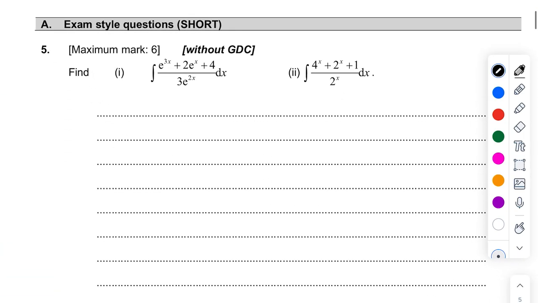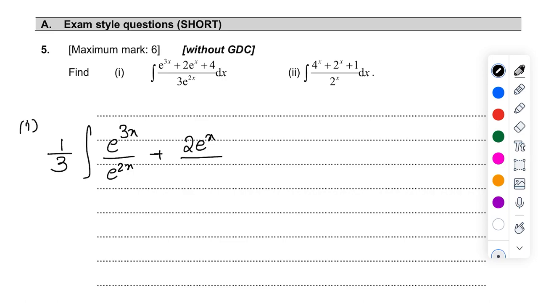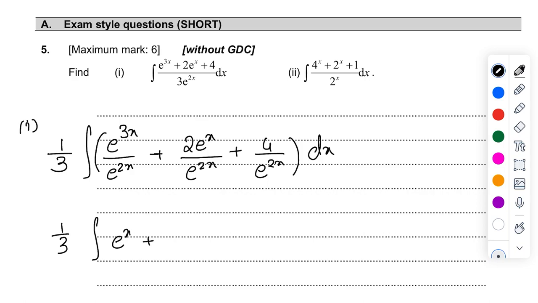Coming to question number 5. So I bring out 1 upon 3 outside in the first part, and the integral of e power 3x upon e power 2x plus 2 e power x upon e power 2x plus 4 upon e power 2x dx. So 1 upon 3, it is the integral of e power x plus 2 e power negative x plus 4 e power negative 2x dx.